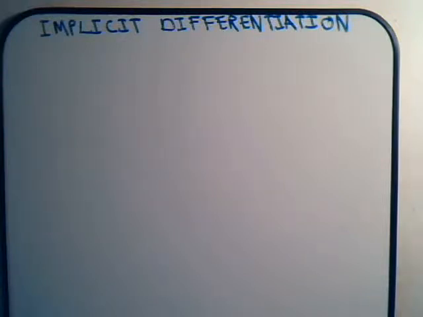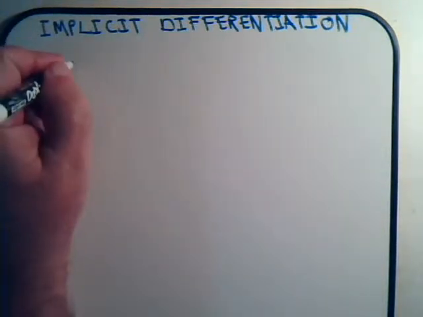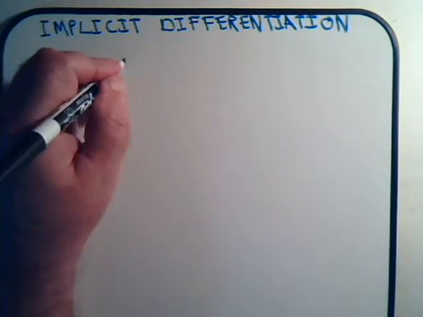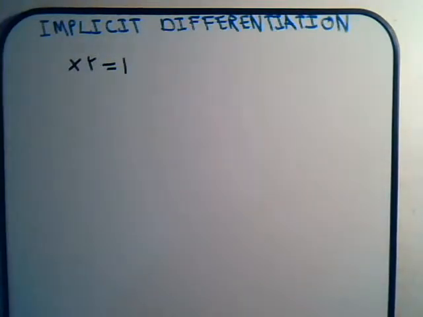Okay, in our last video, we introduced the concept of implicit differentiation, and we want to continue working with that and some more examples in this video. Let's start off with, suppose we have a product. Let's just make it simple to begin with. Suppose we have x times y equals 1, and we want to solve this for dy/dx.